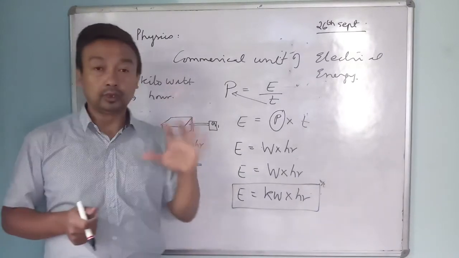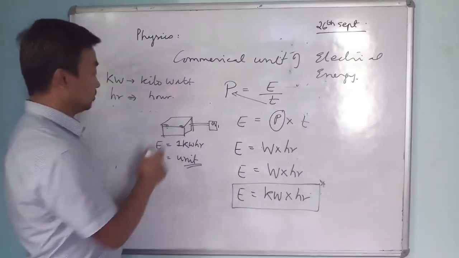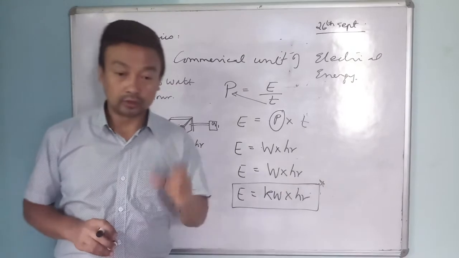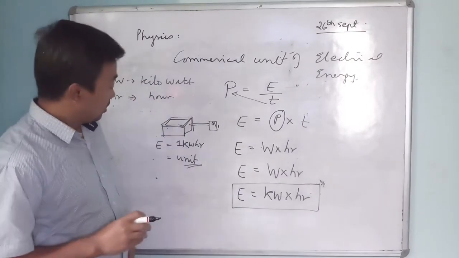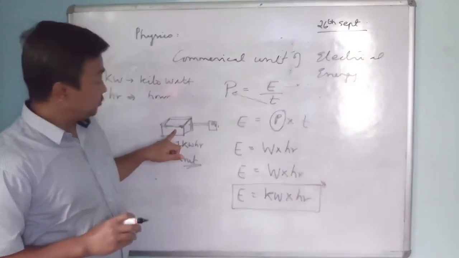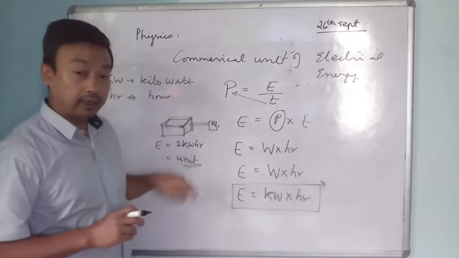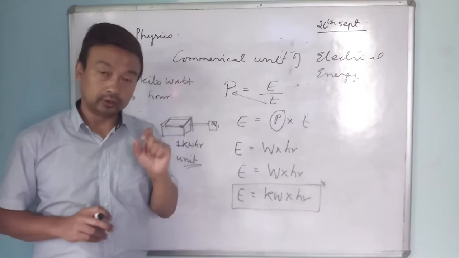Suppose you have consumed 5 units. Suppose this washing machine has consumed 5 units, it will cost 5 units. 5 units means 5 kilowatt hours. That means you have to pay in terms of the unit. There will be a rate.